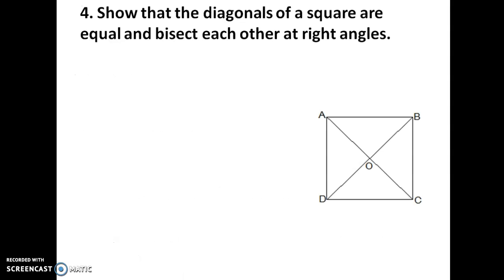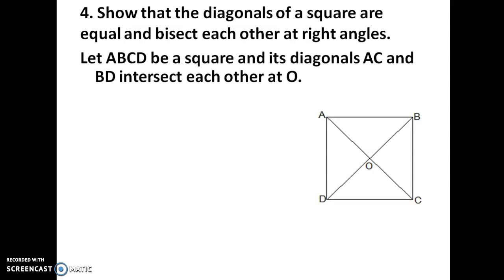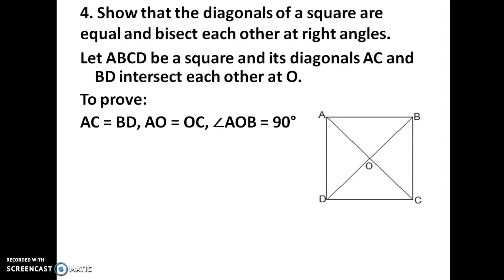The next one: show that the diagonals of a square are equal and bisect each other at right angle. So if it is the diagonals of a square, it means that they will bisect each other at right angle and they are of equal length. We have to show that. Let ABCD be a square and its diagonals AC and BD intersect each other at O. To prove: AC equal to BD and AO equal to OC, then angle AOB equal to 90 degree. So all these things we should prove now.